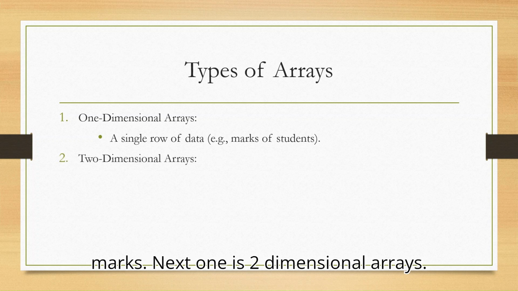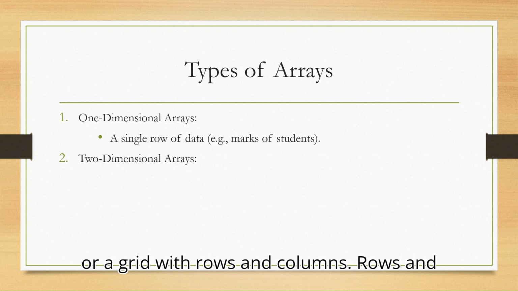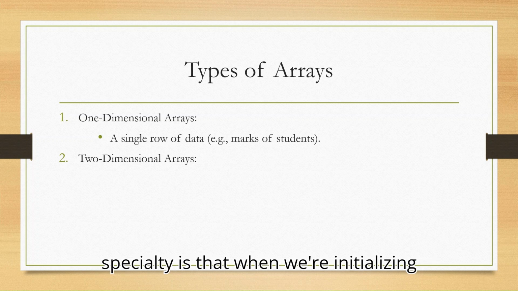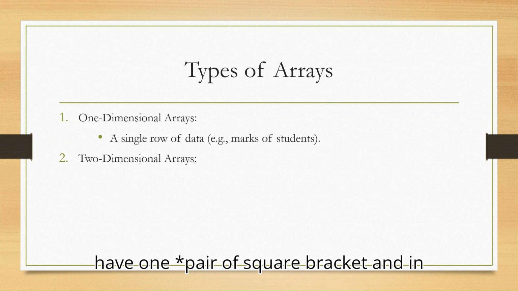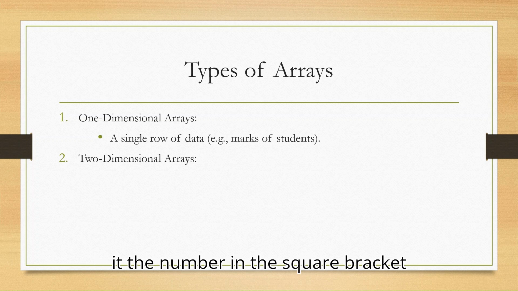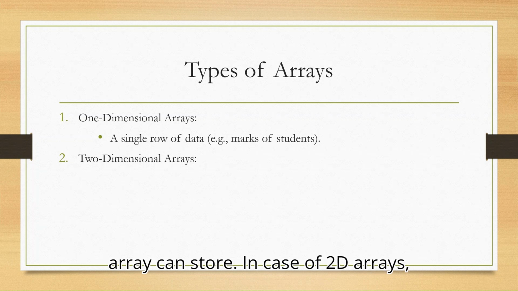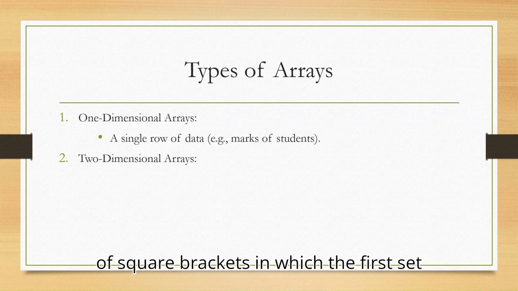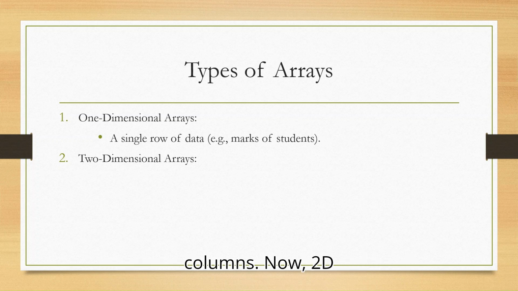Next one is two dimensional arrays. A two dimensional array is more like a table or a grid with rows and columns. Rows and columns are a specialty of two dimensional arrays. In a one dimensional array, when we're initializing it, we have the variable name, then one square bracket, and the number in the square bracket represents the size of the 1D array, that is, how many elements this array can store. In case of 2D arrays, after the variable name, we have two sets of square brackets, in which the first set represents the number of rows and the second set represents the number of columns.